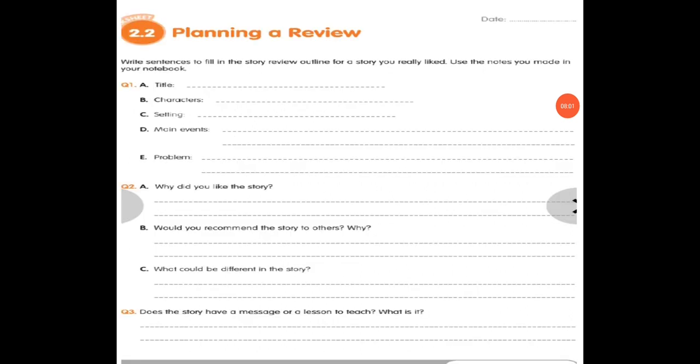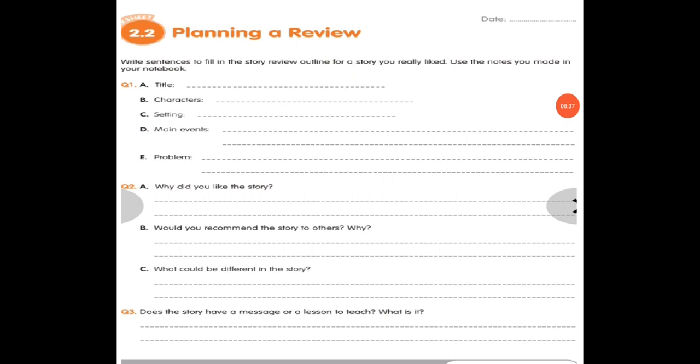So students, now this is your worksheet 2.2, planning a review. There is question 1. Write sentences to fill in the story review outline for a story you really liked. Use the notes you made in your notebook. So you have to use the words that you wrote in your notebook. First one, title. You write down the title of the story, then the characters, then the setting, then the main events, then the problem. So I hope question 1 is clear to you.